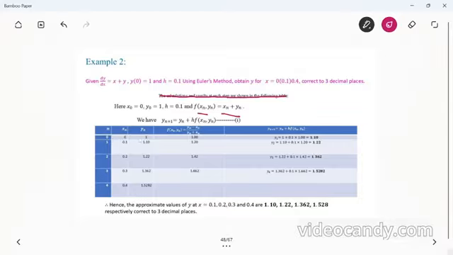So we have x0, y0. The first value of y0 is 1. Then we calculate the functional value f of x0, y0, that is 1.0 here. Then we can easily calculate y1. y1 will be calculated from Euler's formula, that is yn plus 1 equals yn plus h into f of xn, yn. So we are calculating the value of y1 from Euler's formula.